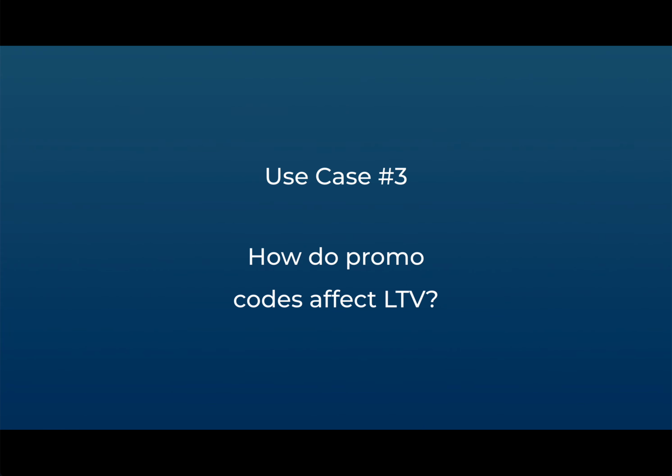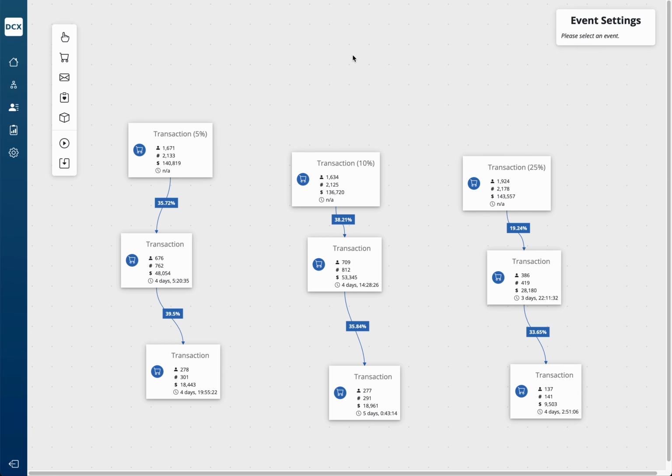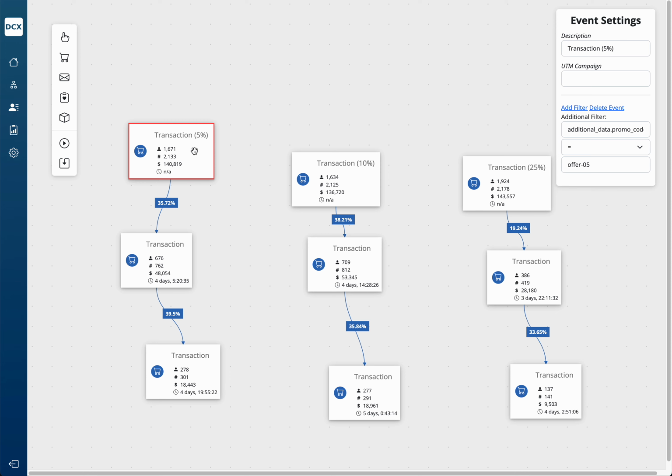Next, let's talk about use case number 3. How do promo codes affect lifetime value? In this case, we've built out 3 journeys. And in this scenario, we're assuming that there's a promotional code for 5% off your first purchase, 10% off your first purchase, and 25% off your first purchase. So you could see that right off the bat, we've included the promo code data, and we're looking to see how these things convert.